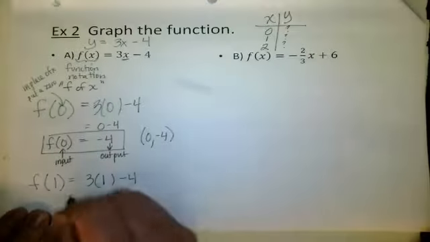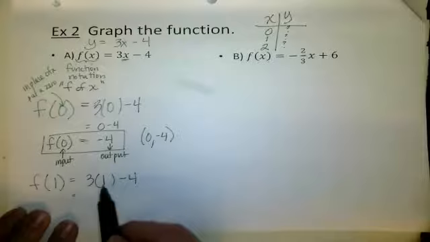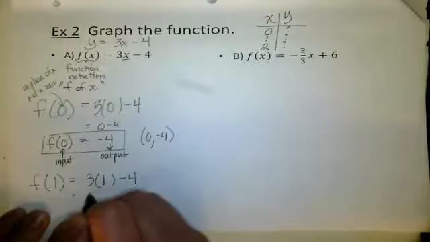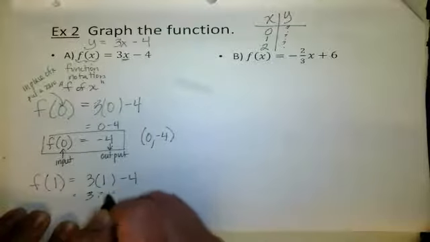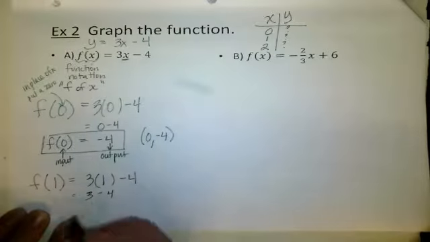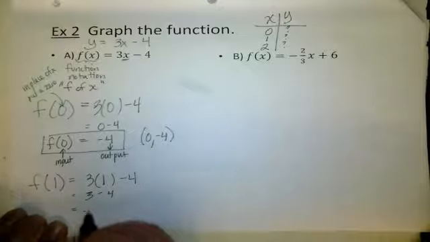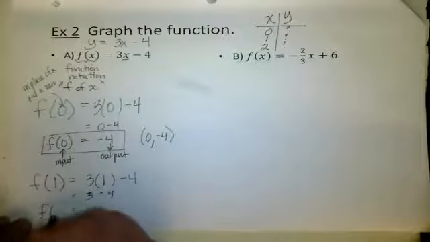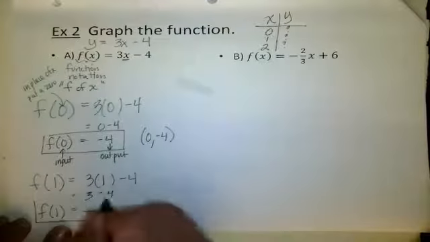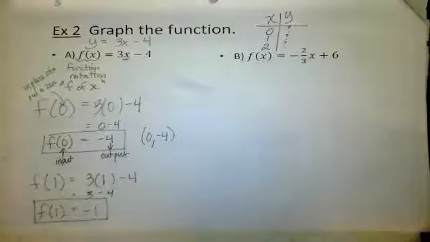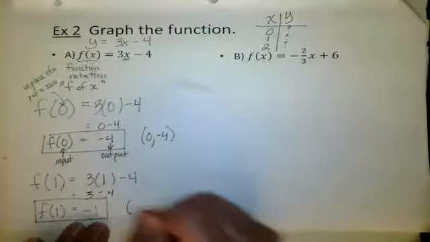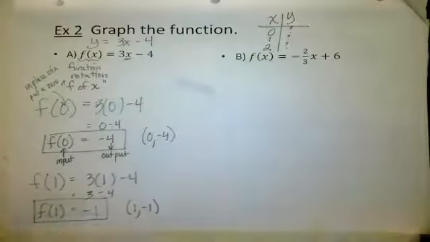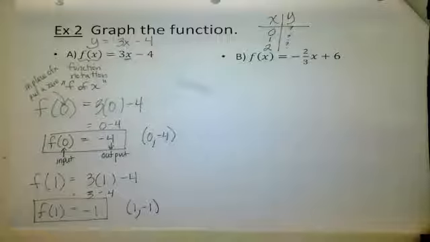I can just simply do a little bit of cleanup here. 3 times 1? 3. 3 minus 4? Negative 1. And so I see f of 1 equals negative 1. So we had an input of 1. I plugged in a 1. And what did I get out? Yeah, so 1, negative 1 is another point that I can graph. Seems like a lot of work, but I bet you can do this in your head.